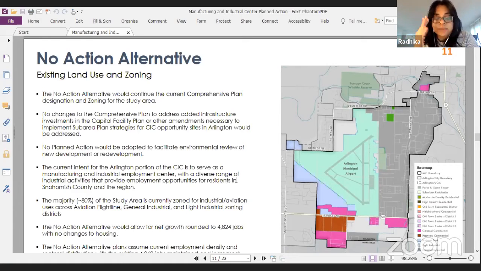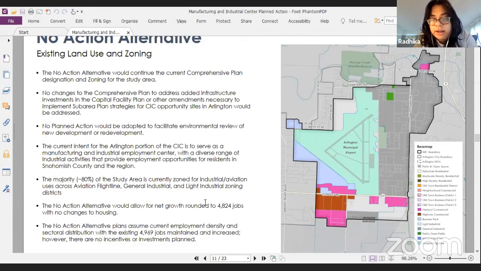So the first one in terms of the alternative that I wanted to talk about is the no action alternative. The no action alternative would continue the current comprehensive plan designation and zoning for the area. So this would assume that there would be manufacturing and industrial jobs, and they would continue existing patterns. There would be a diverse range. There currently are a lot of aerospace manufacturing jobs. There are several warehousing and transportation jobs. And so all of that would continue. And the no action alternative would allow growth rounded about 4,824 jobs.